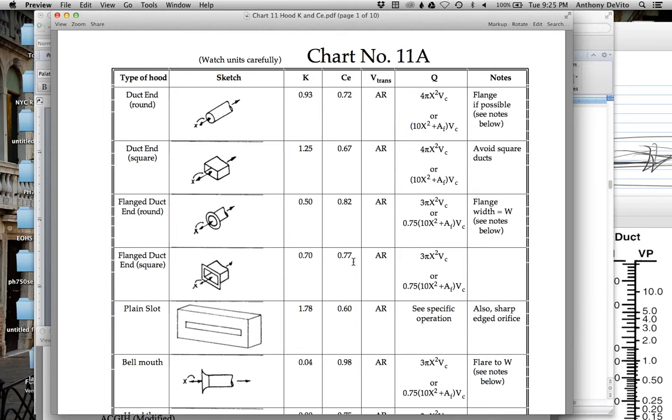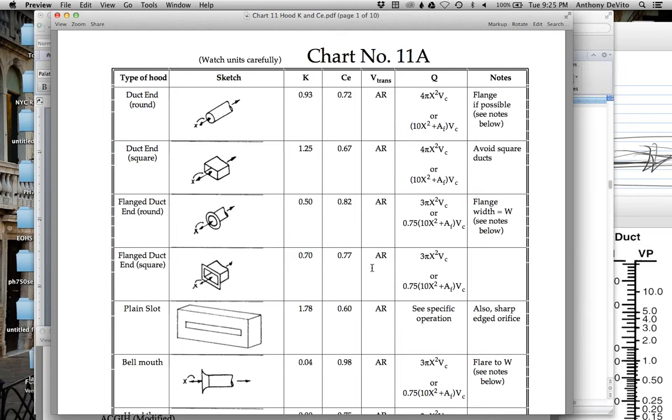What is the coefficient of entry? Coefficient of entry is a measure of the ideal flow rate for this hood. The actual flow rate for the hood divided by the ideal flow rate for the hood. It's basically the efficiency of the hood, right? In terms of what kind of losses you have. But we're mostly not going to use that. We're mostly going to look at this K factor because it's a direct measure of the hood entry losses that we can use with the velocity pressure. Yes.